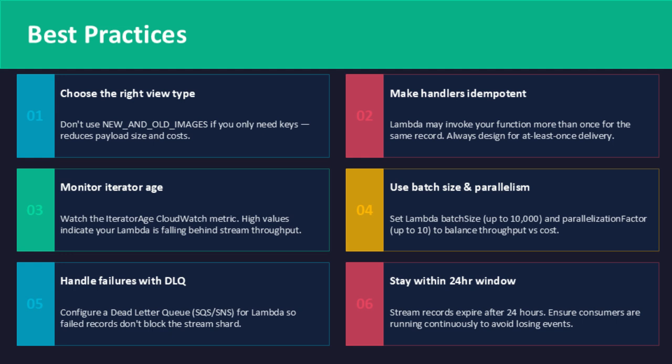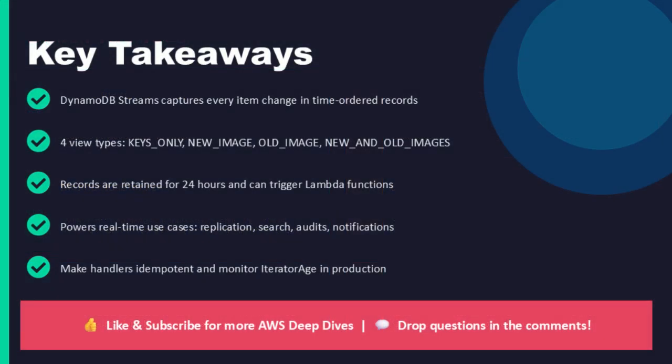6. Stay within the 24-hour window. Stream records expire after 24 hours. If your Lambda goes down and you're not consuming records, you could lose events. Set up CloudWatch alarms on IteratorAge to catch this early.